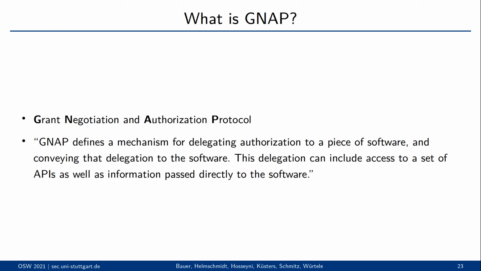Okay. The abstract of GNAP reads as follows. GNAP defines a mechanism for delegating authorization to a piece of software and conveying that delegation to the software. This delegation can include access to a set of APIs, as well as information passed directly to the software.